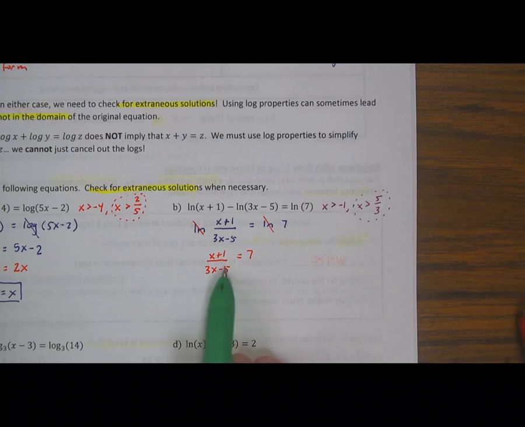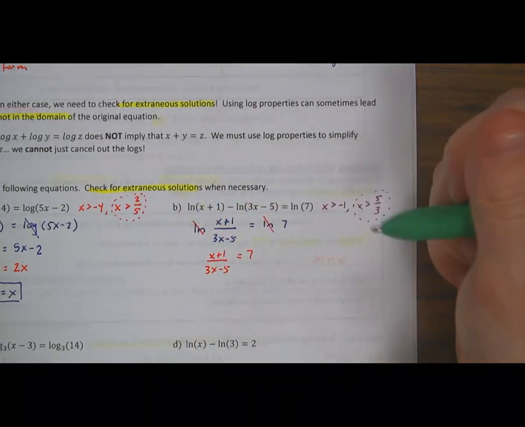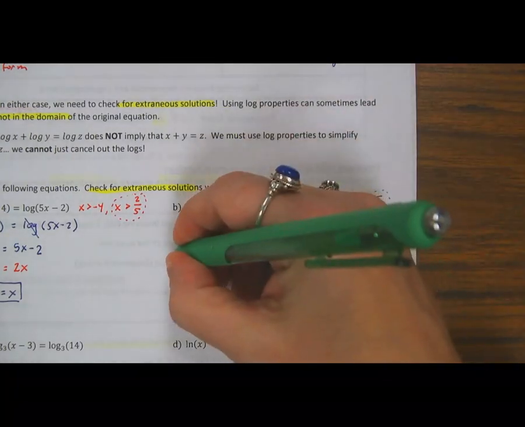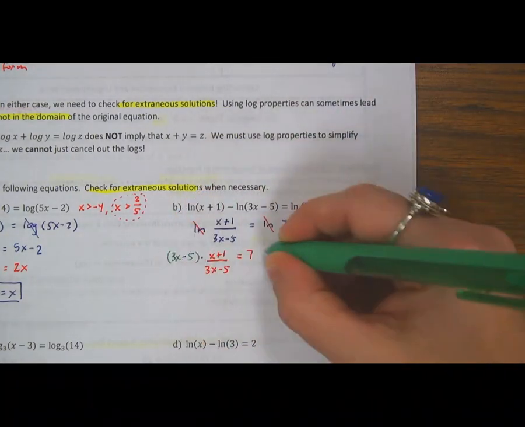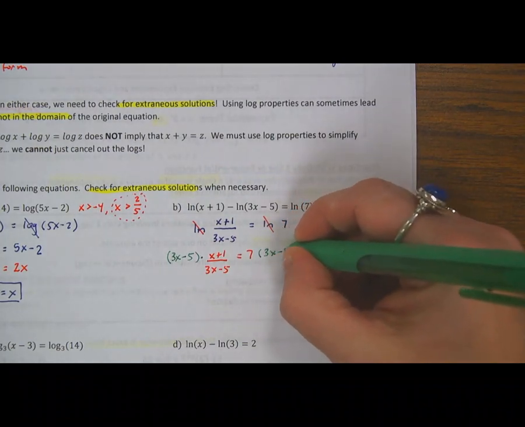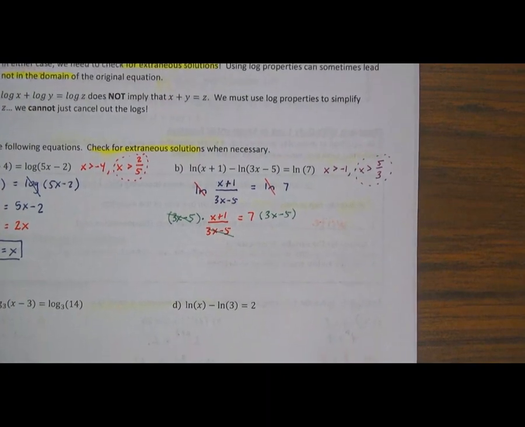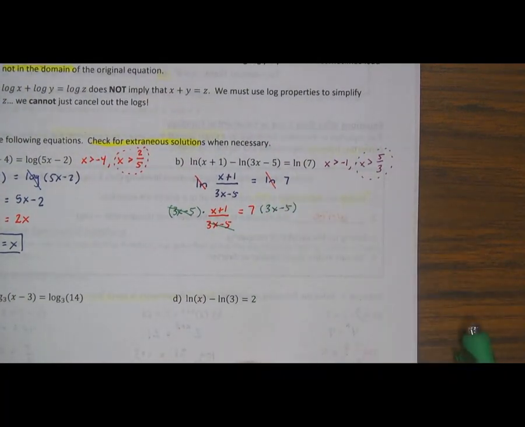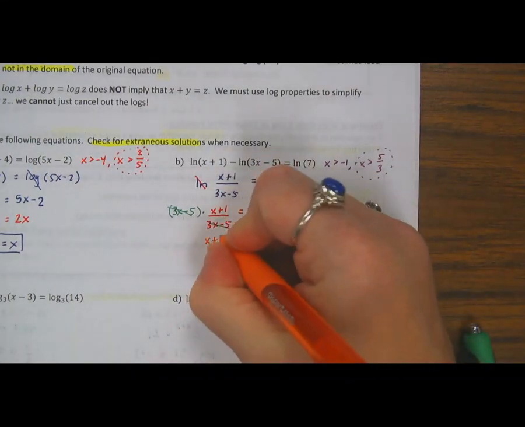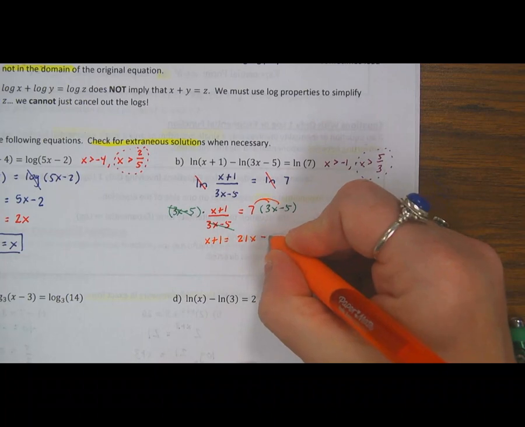I'm going to multiply both sides by this denominator, 3x minus 5. Or, yeah, I guess that would be the best way to tackle it. It's going to give us another option, but it wouldn't have really helped anything. That way, that denominator cancels out on the left. And then in the next step, I'm going to go ahead and distribute this out. So I'm going to have x plus 1 equals 21x minus 35.